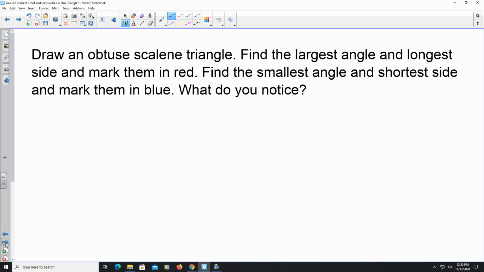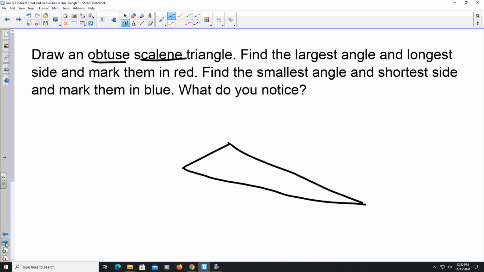Here, they're asking us to draw an obtuse scalene triangle. Obtuse means that one of the angles is greater than 90 degrees, and scalene means I have no congruent sides. So I'll try to do the best I can. So this is my obtuse angle.